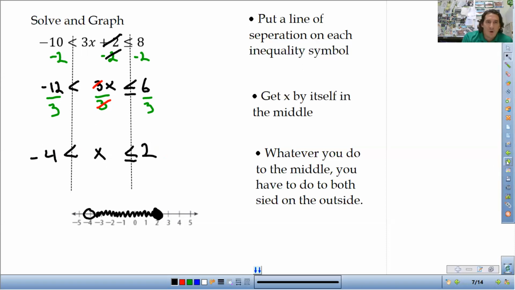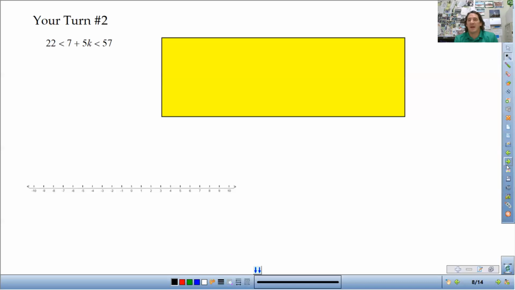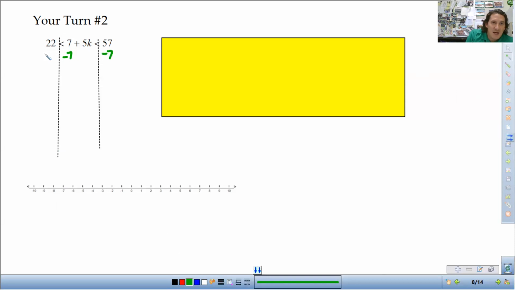All right. Go ahead and do this one on your own, and then I will work through it. So check your answer when you're done. I'll start working through it now. So first thing, I'm going to start eliminating things in the middle. I'm going to eliminate the +7 by subtracting 7 from the middle and both sides on the outside. So 22 minus 7 is 15, is less than 5k, is less than 50.